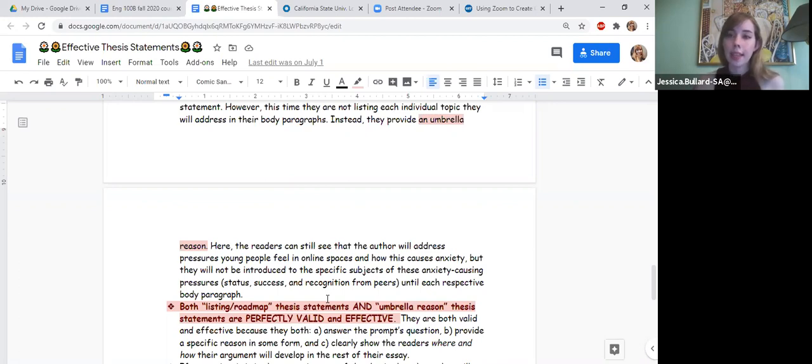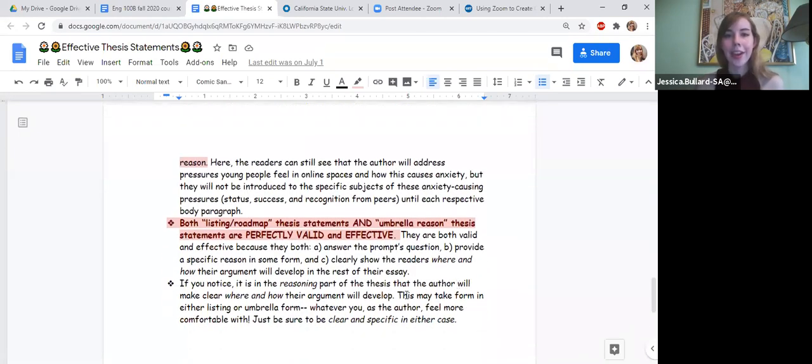And a good practice or exercise for that would be first writing a listing thesis and then looking at that and thinking, what do all 3 of these have in common? So like I mentioned earlier, what is the common thread that's going to hold these 3 reasons together? And then express that specifically, and then that becomes your umbrella reason. Okay? So both are really important.